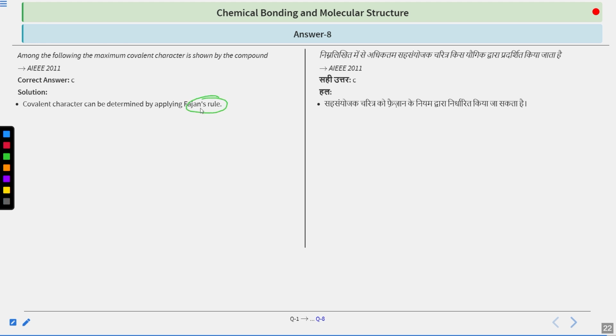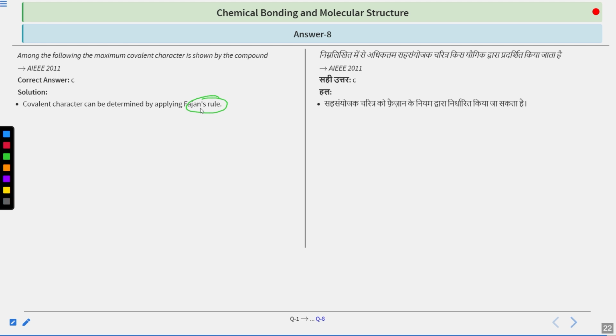So what is Fajan's rule? The basic criteria for covalent character to be greater is that your cation, which is a positively charged ion, should be small in size, and your anion should be large in size. The greater the difference between the cation and the anion, the more covalent the character. This is because the small cation has a large charge density, whereas the anion is big in size and its charge is dispersed.